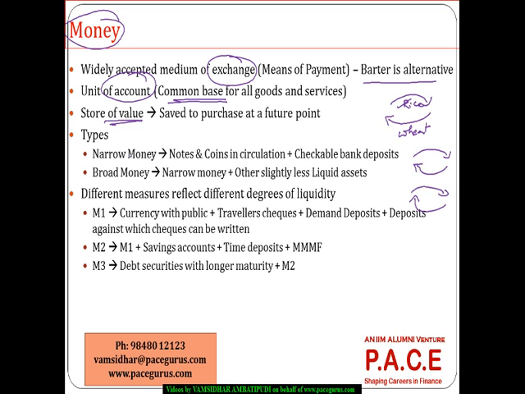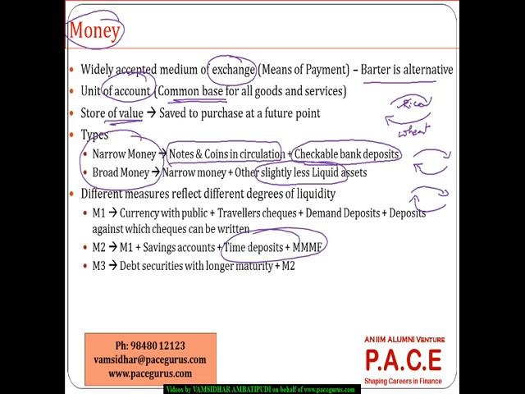And from a traditional definitions perspective, we keep hearing that money is classified as narrow money and broad money. Narrow money is purely the notes and coins in circulation and some kind of checkable bank deposits. But any other slightly less liquid assets, especially time deposits and money market mutual funds, all these go into the broader definition of broad money. And in some countries, even this narrow and broad classification is divided even further.